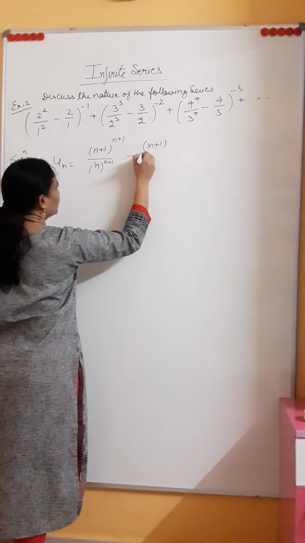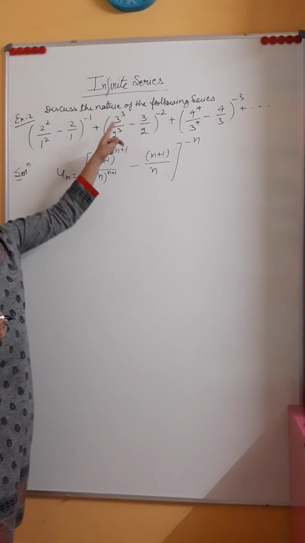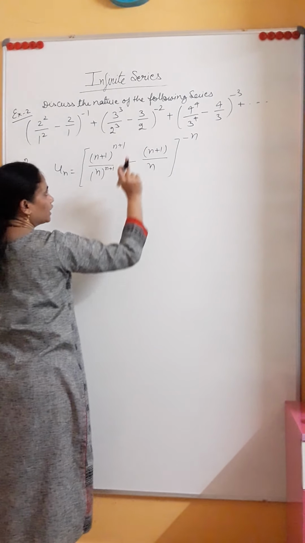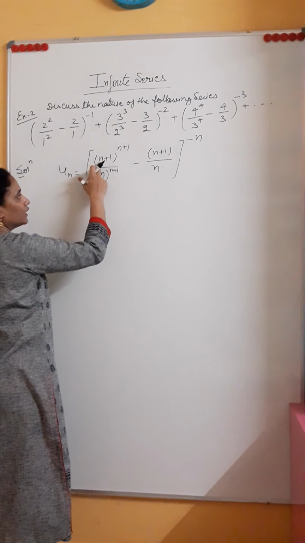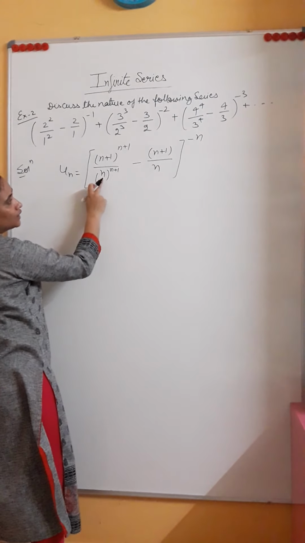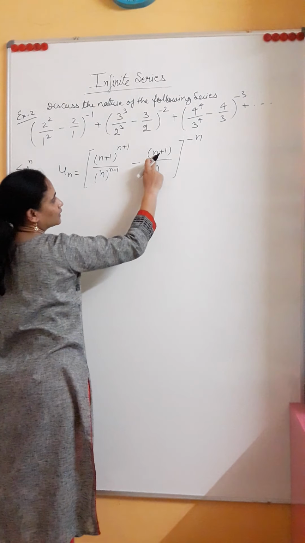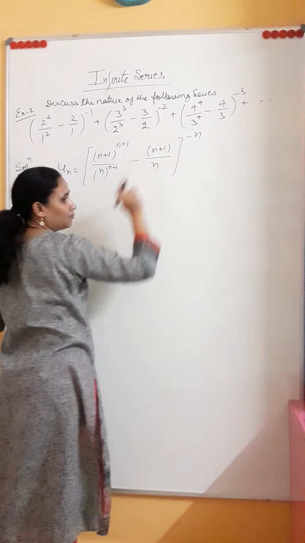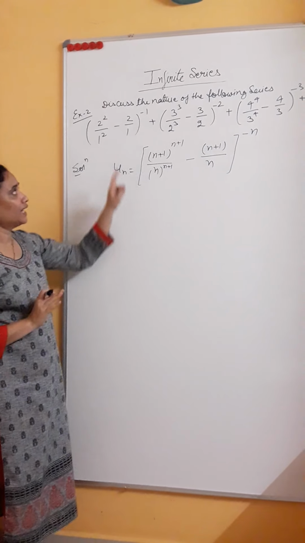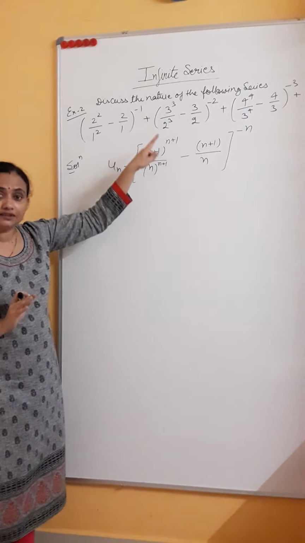Now as I told you, once you write the nth term, you should always verify the first 3 terms at least. So let's check the third term. So the third term is n equal to 3. So if you put n equal to 3 here, 3 plus 1, 4. 4 power 4. So you are getting 4 power 4. Then 3 power 4 minus 3 plus 1, 4 power 3 power minus 3. Similarly, you can verify the second term also. So you should always make sure that you have written the correct nth term by verifying at least the first 3 terms.